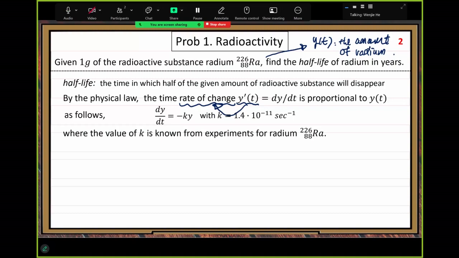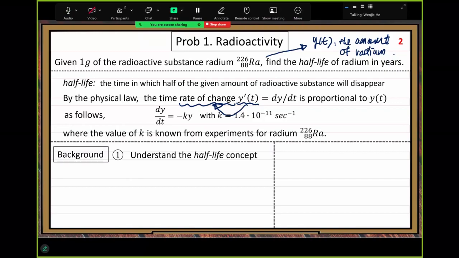Will we always be given K, or will we have to look it up? Based on the questions. For some questions, you are given the K. But for some questions, other data is given and you need to calculate the K based on other information.